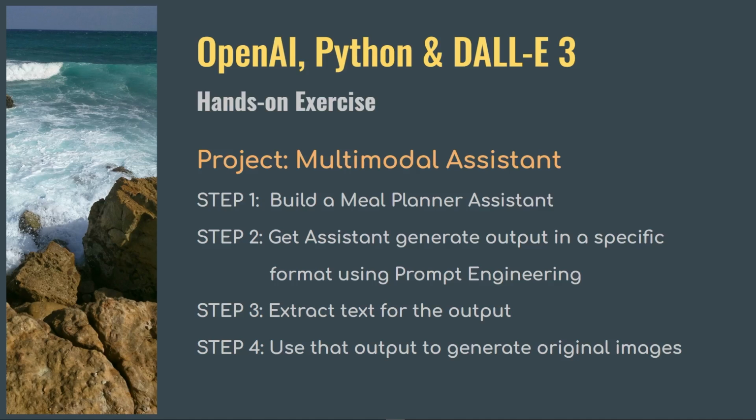In this video, we will create a multimodal assistant using the GPT and DALL-E 3 models, and these are the steps we will follow. First, we build a meal planner assistant, then get the assistant to generate output in a specific format using prompt engineering, then extract the text from the output, and then use that output to generate original images using DALL-E. That said, let's get started.